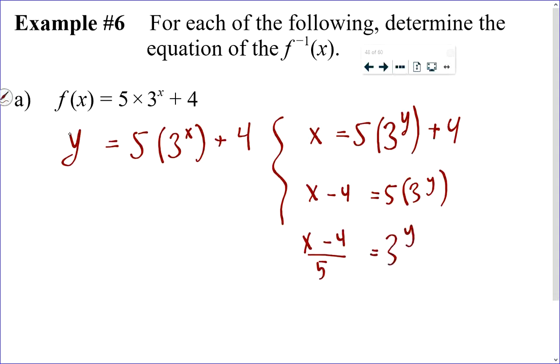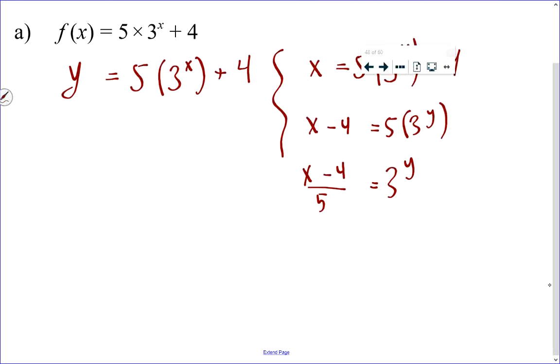And I could have written 1/5 bracket x minus 4. I could have written 1/5 x minus 4/5. I'm going to leave it like that. We're just about done. Now you have to write what y is equal to. Well, y is the base 3 logarithm of x minus 4 over 5.